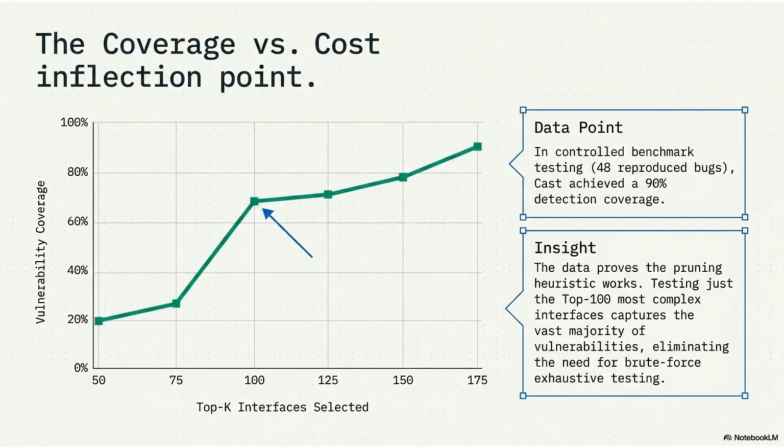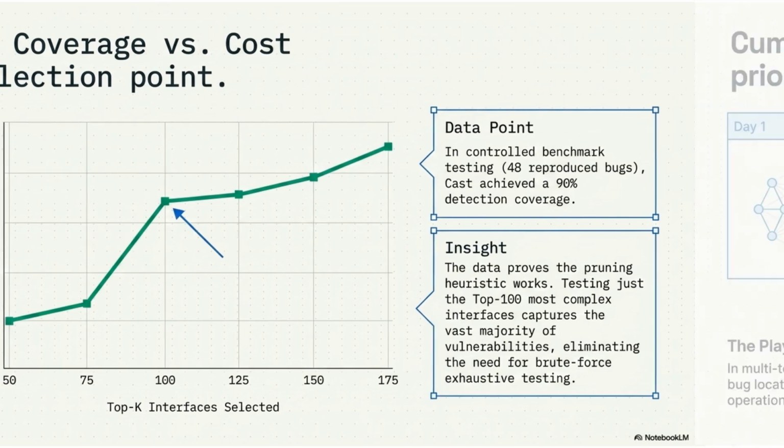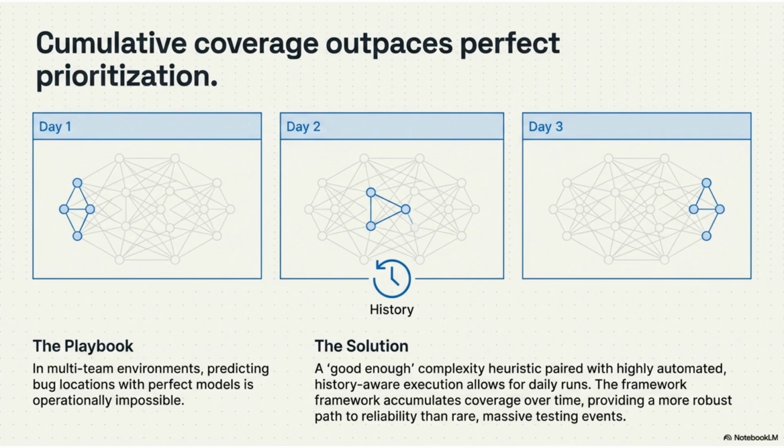The graph shows the coverage versus cost inflection point. In controlled benchmark testing, CAST achieved a 90% detection coverage. The pruning heuristic works, showing that testing the top 100 most complex interfaces captures the vast majority of vulnerabilities. Cumulative coverage outpaces perfect prioritization. A history-aware execution framework accumulates coverage over time, offering a more robust path to reliability than rare, massive testing events.